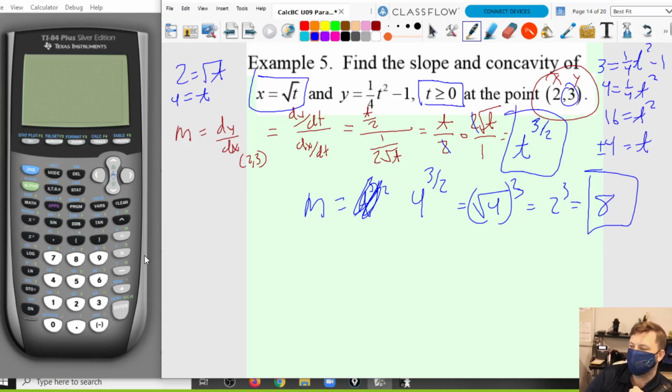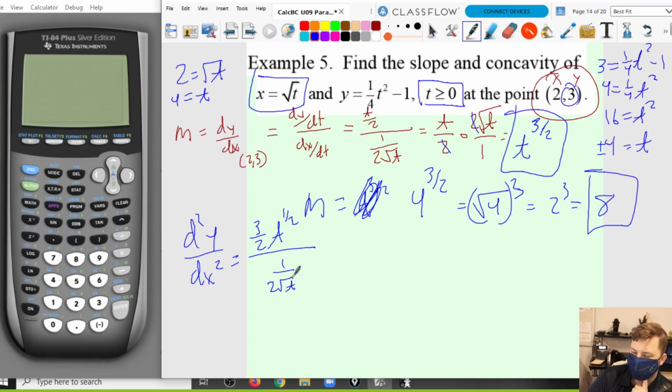Now, concavity. You can find the slope and concavity at the point. So concave up is related to the second derivative, so we've got to find the second derivative. So d squared y over dx squared is going to be the derivative of the original, derive this again: 3/2 t to the 1/2 power, over the dx/dt again, over 1/2 square root of t.